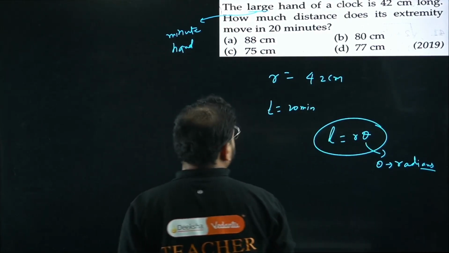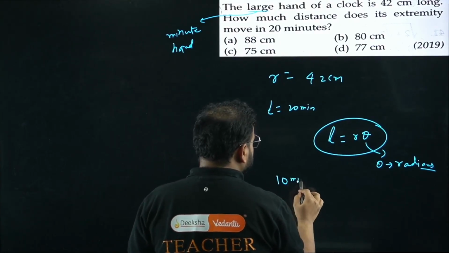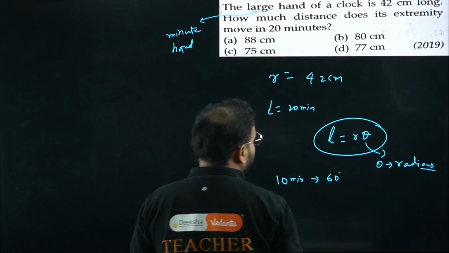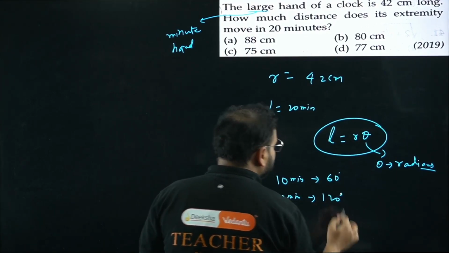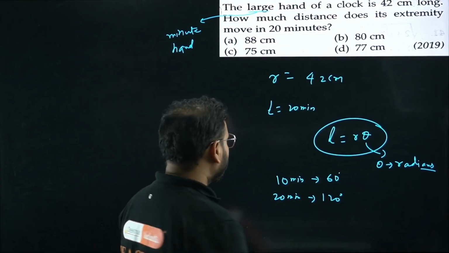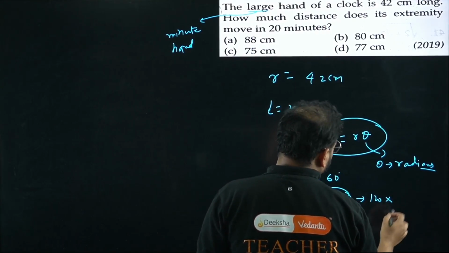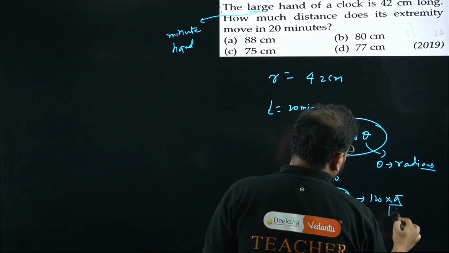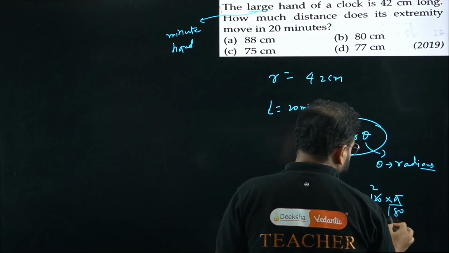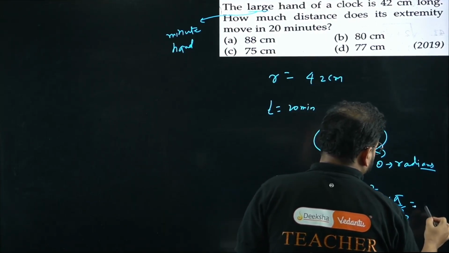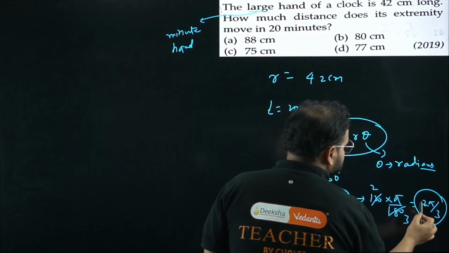How do you find that, sir? So in 10 minutes, we just learned, it went 60 degrees, right? So in 20 minutes it'll go 120 degrees. Correct? 120 degrees. Okay, so convert this into radians. So we have 120 into pi by 180. Please check. You will have 6 2s are 6 3s are. So the answer is 2 pi by 3. 2 pi by 3 is the angle theta.